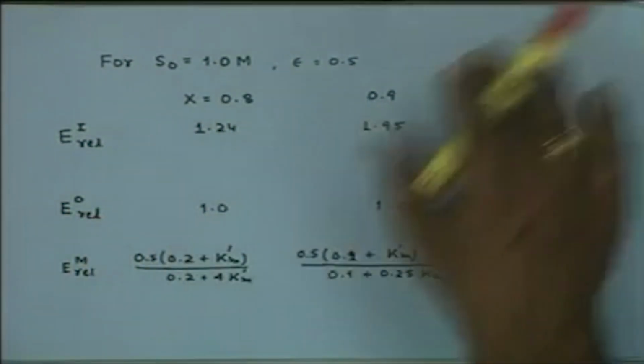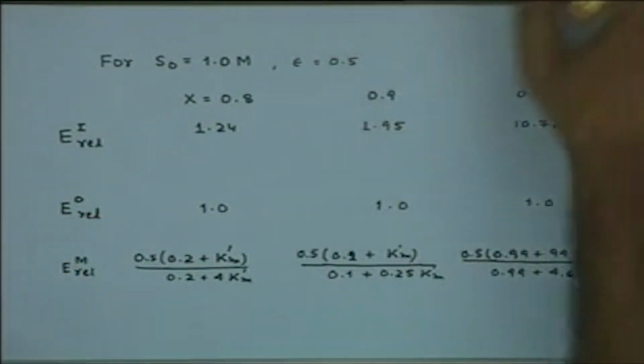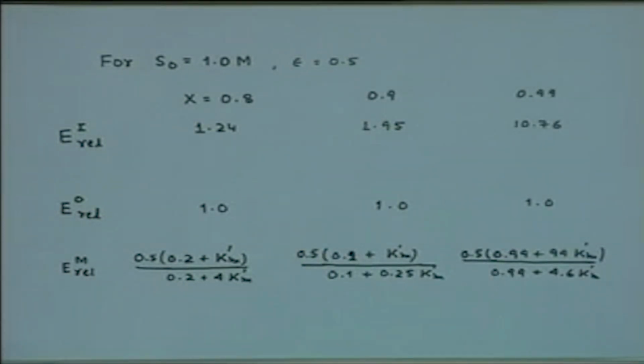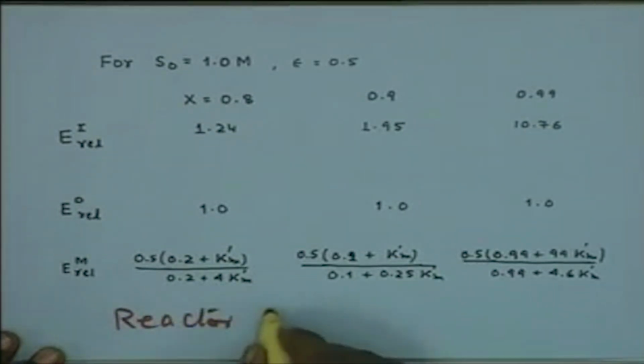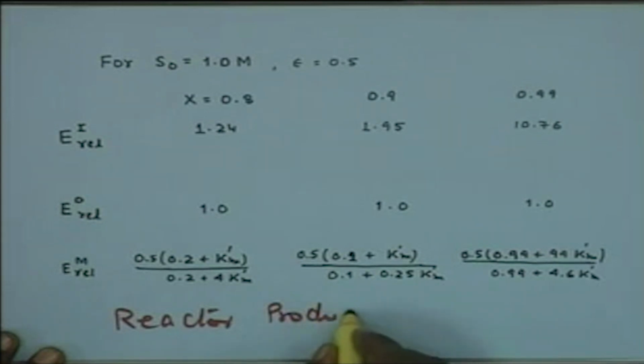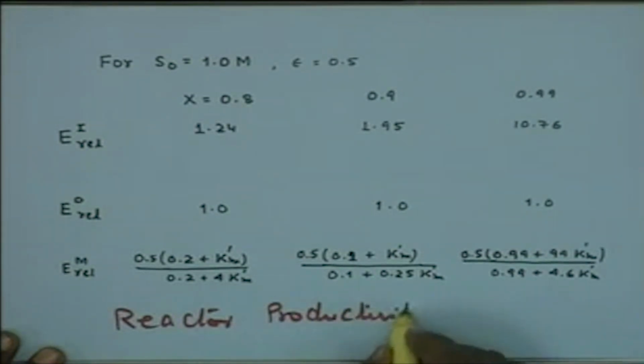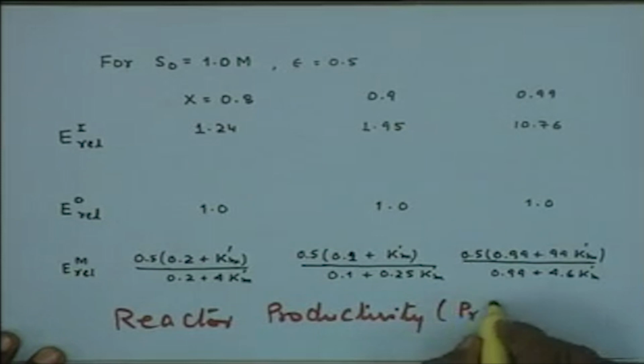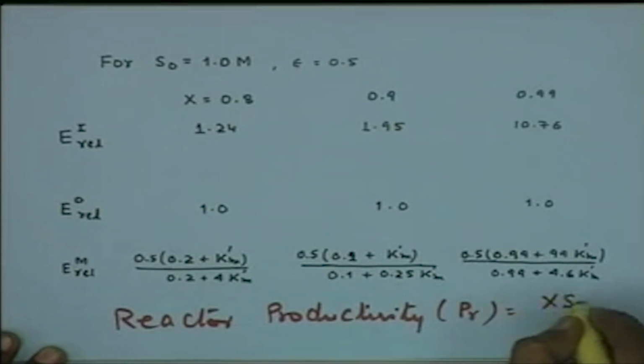So, this is the point, and as a matter of fact, there is another point besides the fractional conversion, the enzyme quantity required and the space time required. There is another important parameter of reactor design, which you will recall when we defined the parameters, we talked about productivity, the reactor productivity. That is your PR, and we defined it as x S0 upon tau.